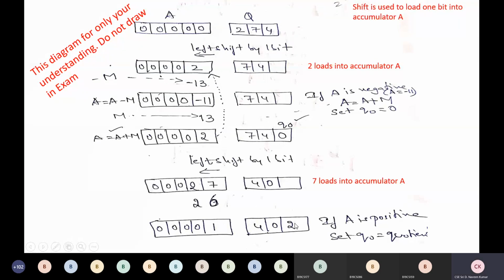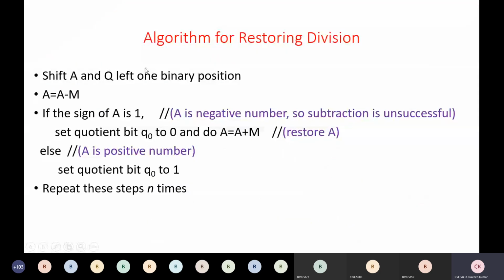Okay, so the quotient we will be filling with Q0 will be either 0 or 1. These are the basic idea on this restoring operation, restoring division. This is an algorithm for restoring division. We already know what we are doing here. We take the 2 registers A and Q, the entire 8 bits, 5 bits of this one and 3 bits of this one, and we do shift left by 1 binary position. We shift the entire contents to the left side.